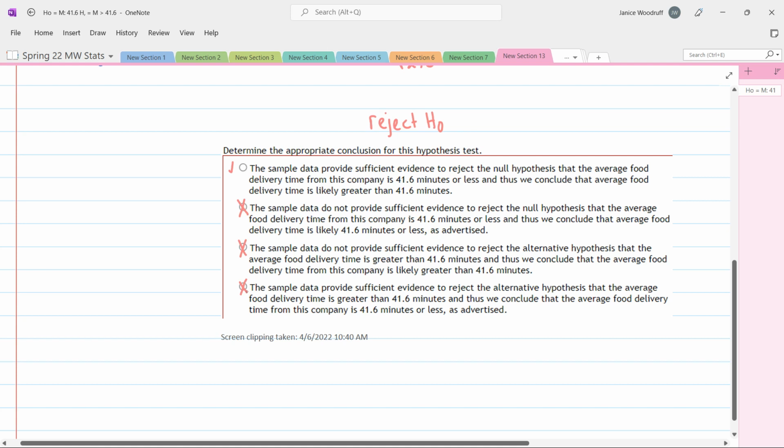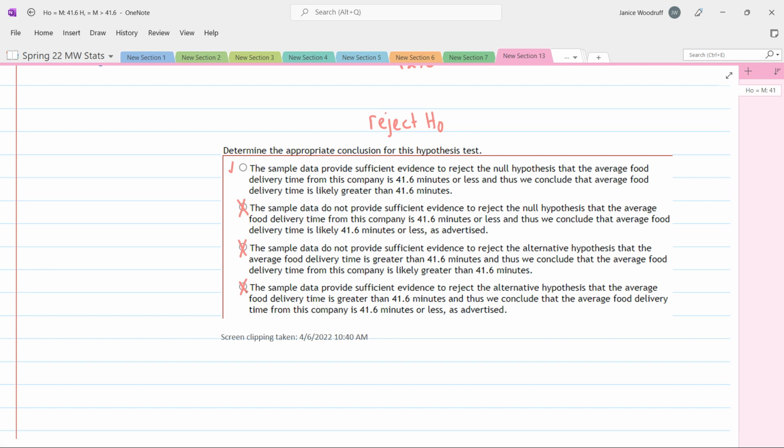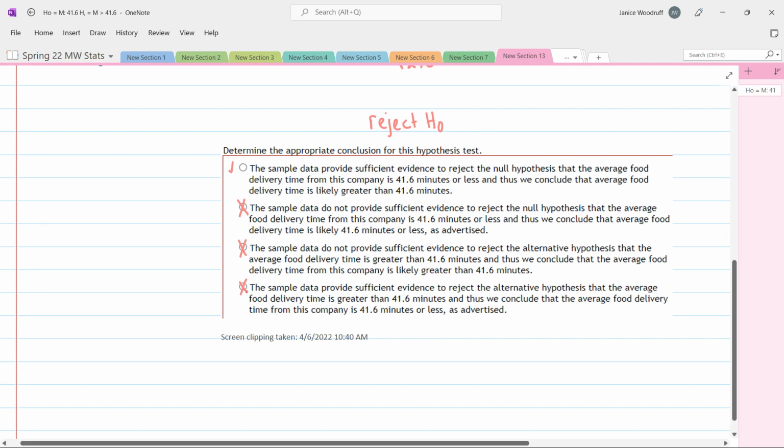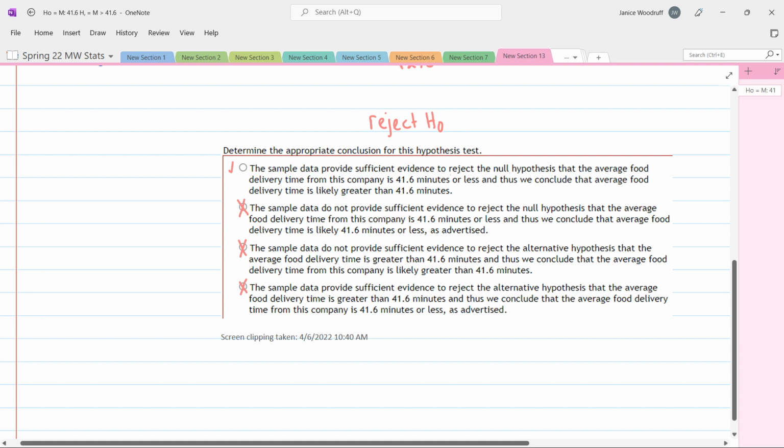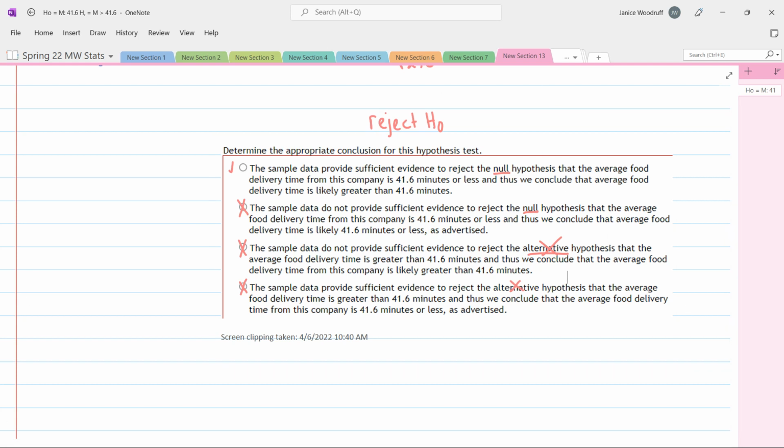So the first one has to work. The sample data provides sufficient evidence to reject the null hypothesis that the average food delivery time from this company is 41.6 minutes or less, and thus we conclude the average delivery time is likely greater than 41.6 minutes. So that one makes sense. Remember, you're either rejecting or failing to reject the null, not the alternative. That we never do. Okay, so that's what some of your homework questions look like. They're a lot, so definitely start working on the homework now if you can.